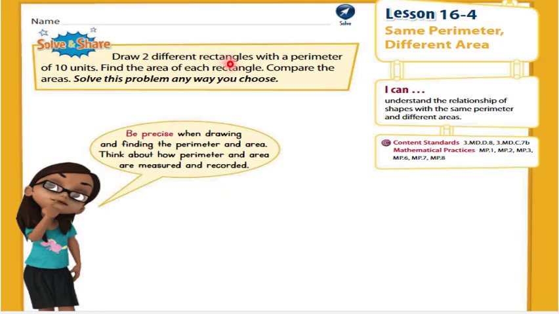Draw two different rectangles with a perimeter of 10 units. So we have to draw the rectangles by keeping in mind that the perimeter must be 10 units. Then find the area of each rectangle, compare the areas, and solve this problem any way you choose. Now let's draw two different rectangles.